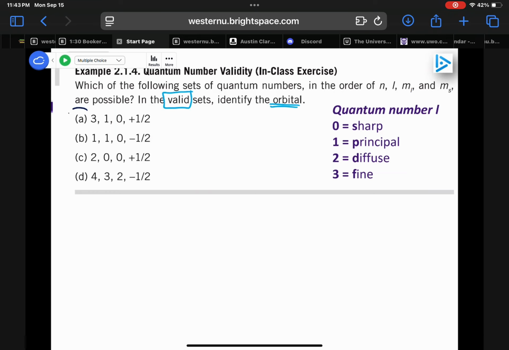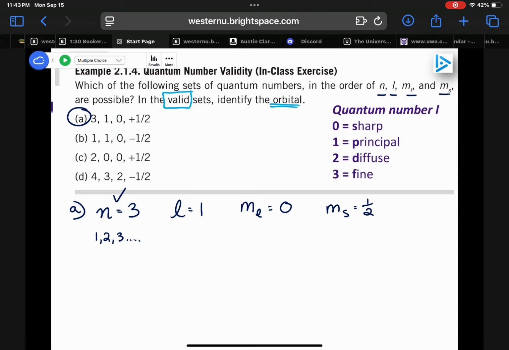So let's start with part A. These are the quantum numbers in order of first, second, third, and fourth. For A, it's telling us that N is equal to 3, L is 1, ML is 0, and MS is plus a half. We're going to go through these rules and see which of these are valid. For the principal quantum number N, the rules are it has to be a positive integer. So it could be 1 or 2 or 3 and so on.